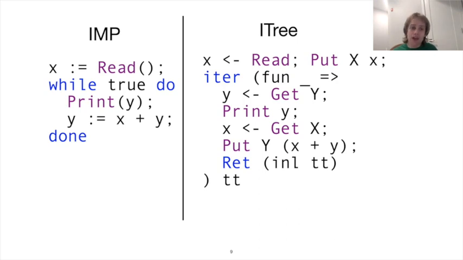So now we've taken this program and written it in this monadic form. And of course, we can also interpret away the puts and gets. So we can interpret it into a stateful computation that returns an I-tree that still has I/O events.